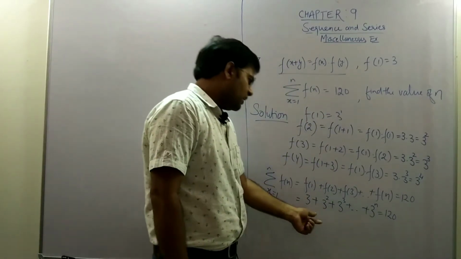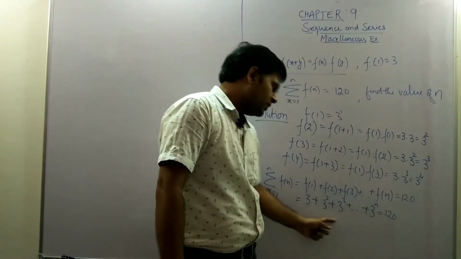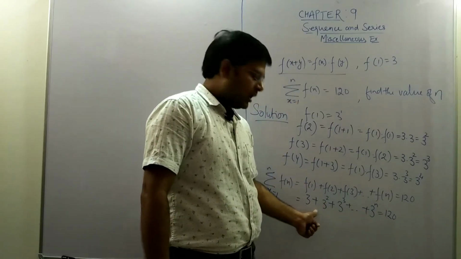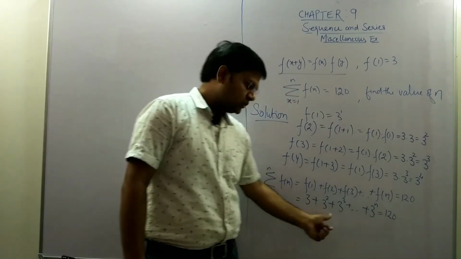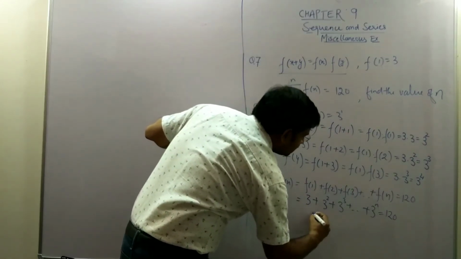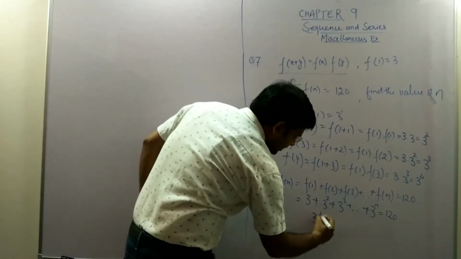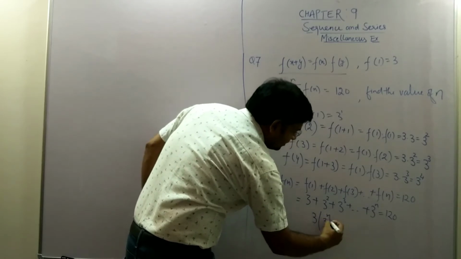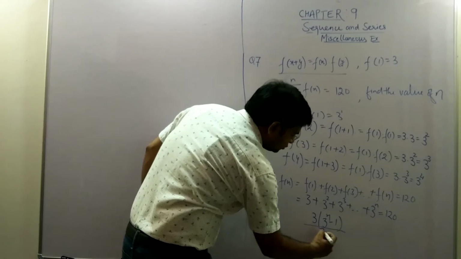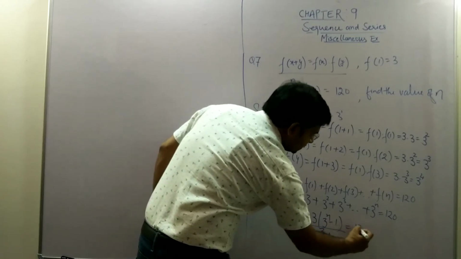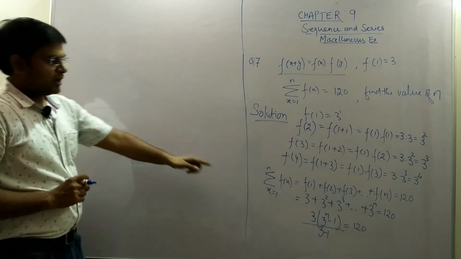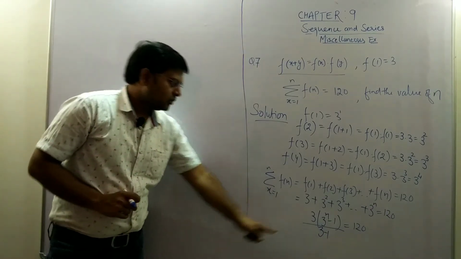So now you can see this is forming a GP. This is a GP with first term a and common ratio as 3. So we can apply this sum formula. So this is going to be a(3^n - 1)/(3 - 1), this is equal to 120. Now after writing this sum you can simplify here.